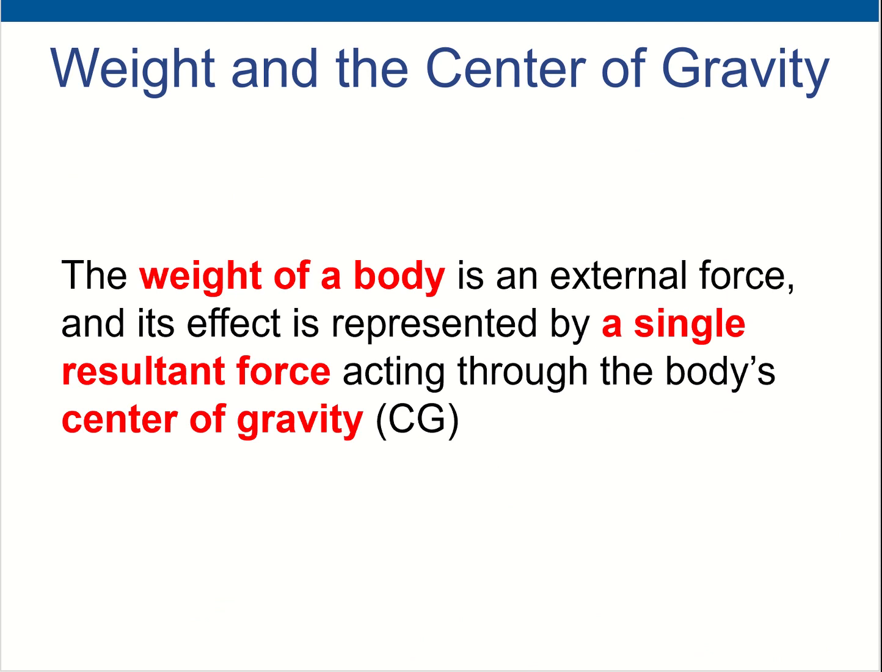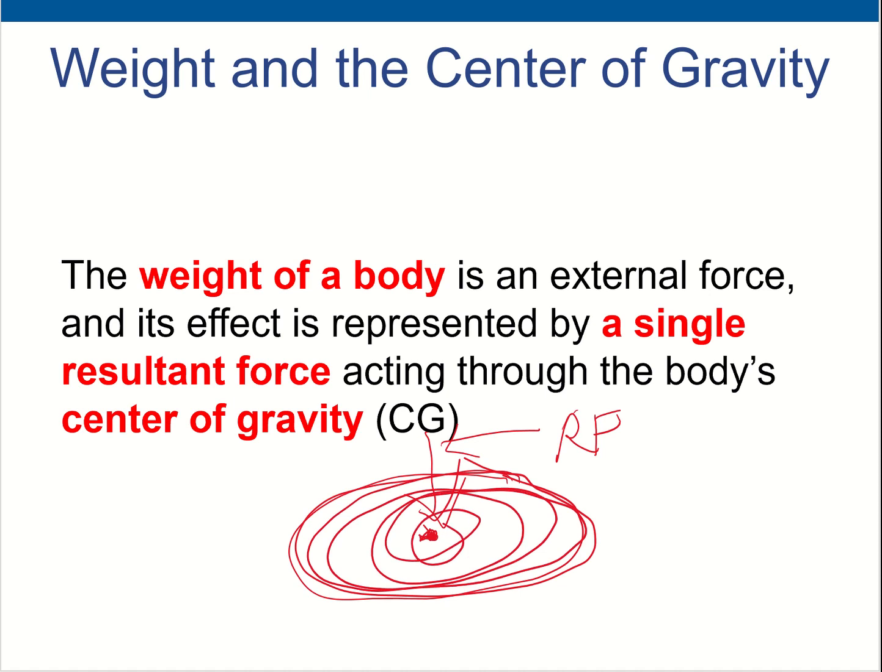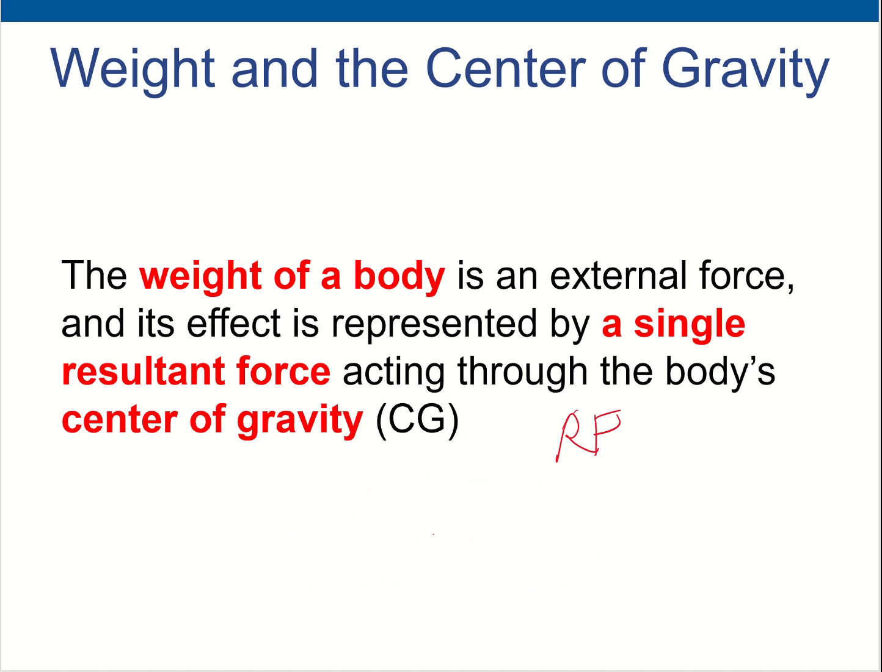Remember, since we are dealing with a rigid body, the body should have a center of gravity. To simplify the problem, we can think about this rigid body as a particle at this center of gravity. So all the forces should act on this point. This is the resultant force. So this is the weight. This one has a weight. The weight acts on the particle, which is the center of gravity.